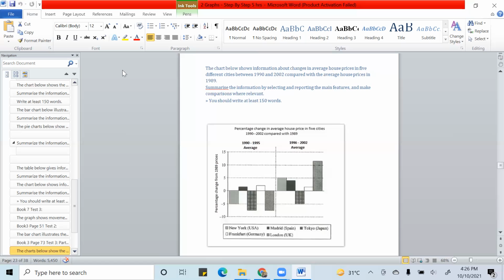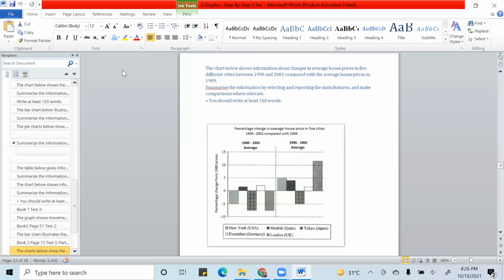And basically London is definitely the highlight. Whenever we are making such comparisons, you can think about positive change, negative change, and no change. So positive change is in all the 4 countries out of 5, right? And the most dramatic one was in London. So you'll start with London.